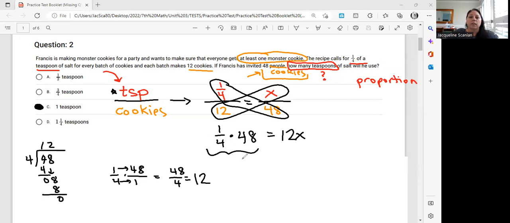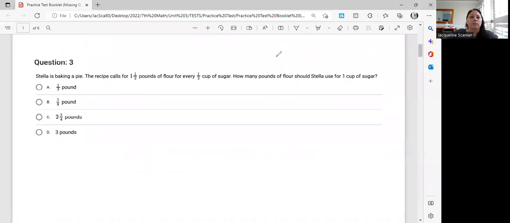Okay, so simplifying the left-hand side of this equation, I get 12. 12 equals 12x. To solve the equation, I divide both sides by 12. And I get x equals 1. Either way, you're going to get the same answer. Okay, that's question number 2. I'm going to go ahead and clear it. And we'll move on to question number 3.